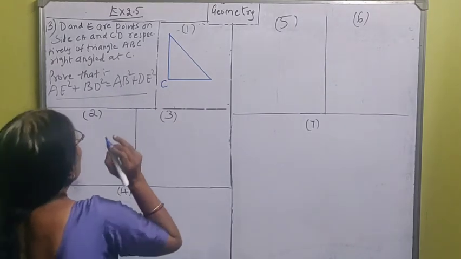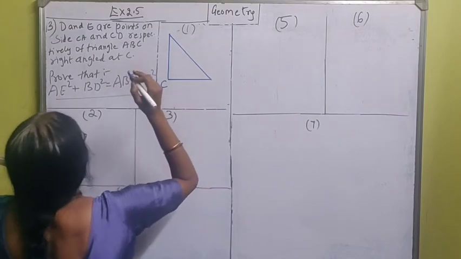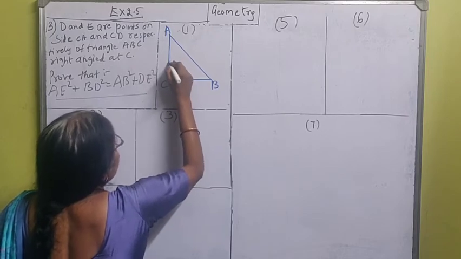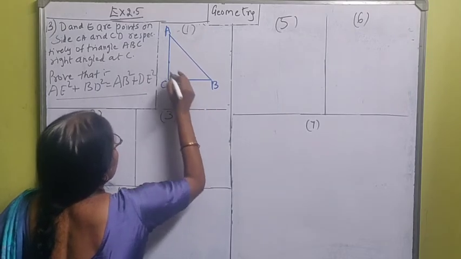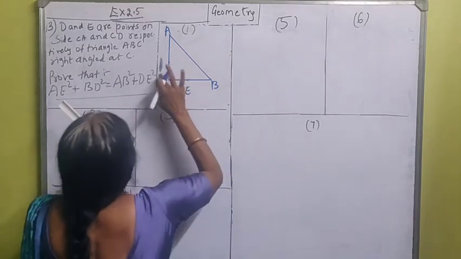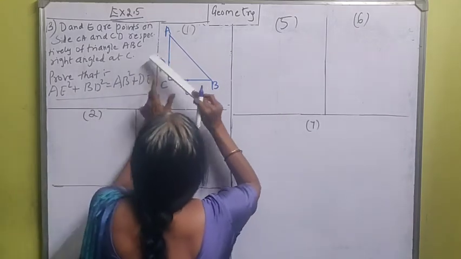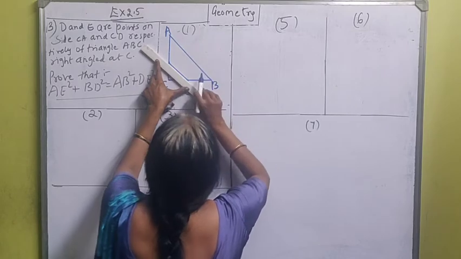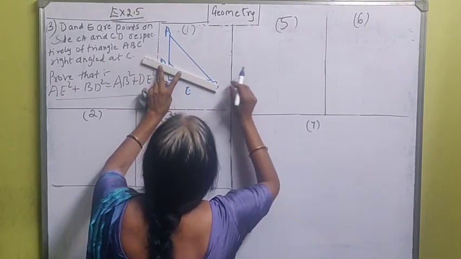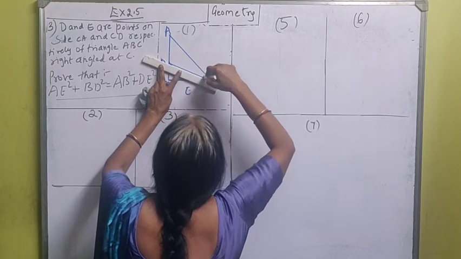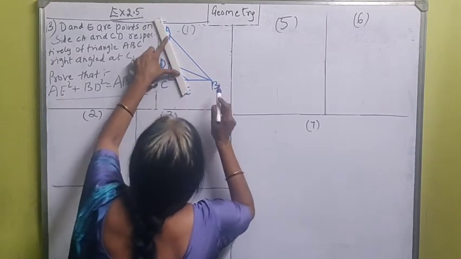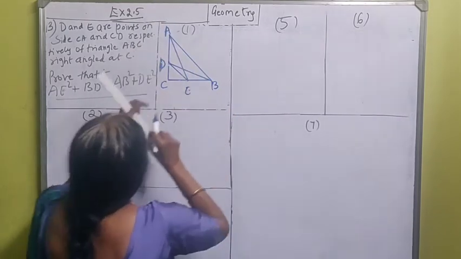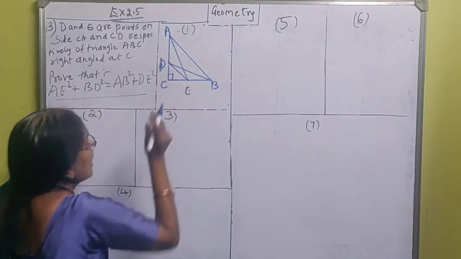So now what will happen? A and B we have to write down. A we will write here, B. D is a point anywhere, and here E is a point anywhere. So we have to join these 2 points, D and E. Then join D and B, and then join A and E. So this is what is given, and this angle is 90 degree.